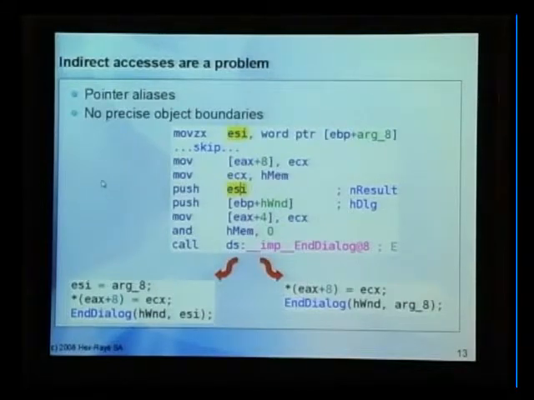Indirect access is a problem because you have the pointer alias problem. You don't know the precise object boundaries. Again, just a small example. We take the value of a memory cell, arg8, and we put it into ESI. And after we do that, we do this, we do that, and after we use ESI.